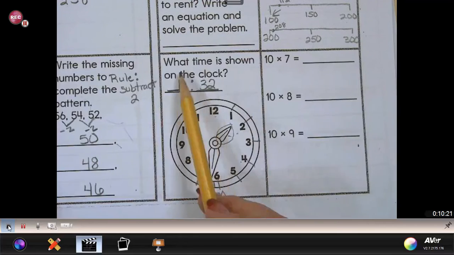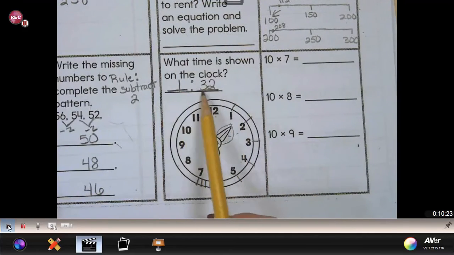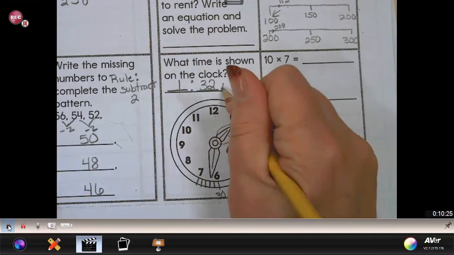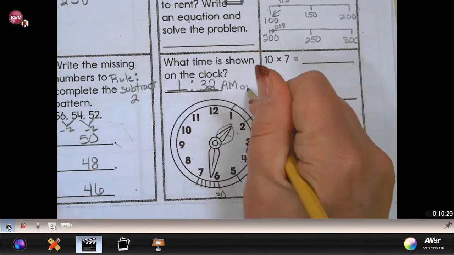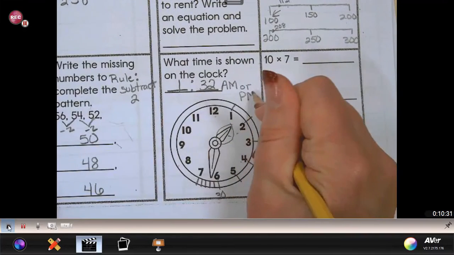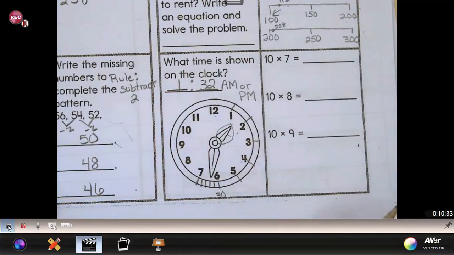So, what time is shown on the clock? It's 1:32. We don't have an idea if this is AM or PM. We don't have an event that's going to help us. So, 1:32 AM or it could be 1:32 PM.